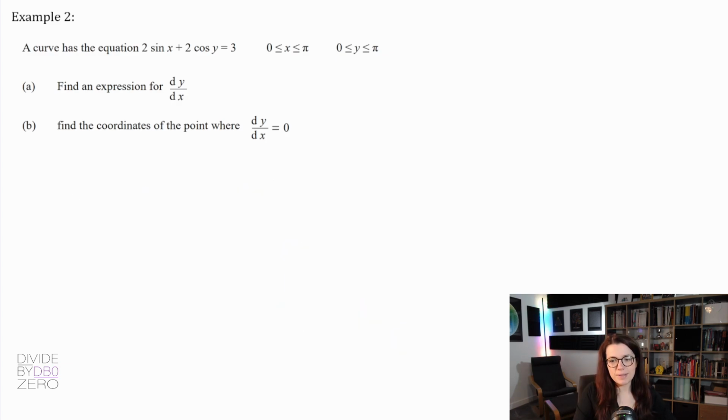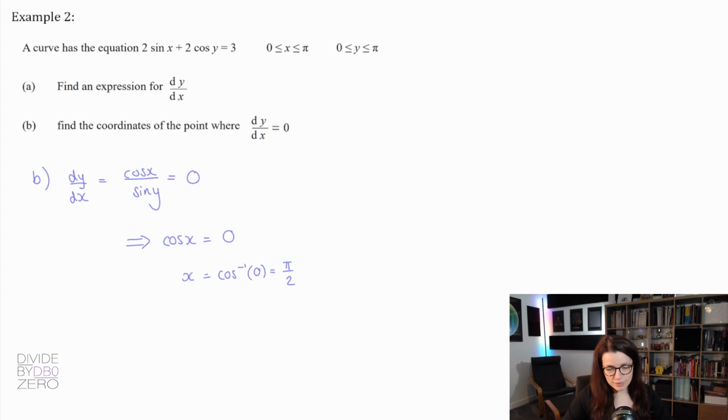And that's it. Part B, find the coordinates of the point where dy/dx equals 0. Let's set our expression for dy/dx equal to 0 in the first instance, and then solve. So for this to be true, that means that cos x has to be 0. There's no other way that cos x divided by sin y would be equal to 0. Therefore, x would be inverse cos of 0, which is pi over 2.